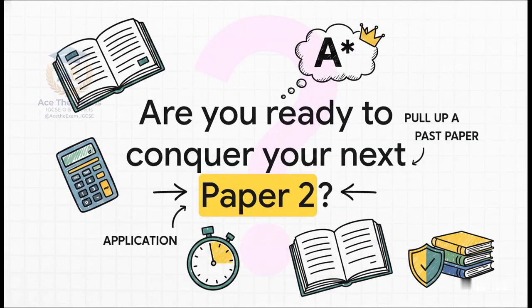We've built your framework, but let me leave you with this final thought. If your club's treasurer suddenly vanished tomorrow, leaving behind a box of mixed-up invoices and a plummeting current ratio, could you step in, spot the missing capital expenditures hiding in the revenue account, and save the club from bankruptcy? Go pull up a past paper right now and prove that you can.